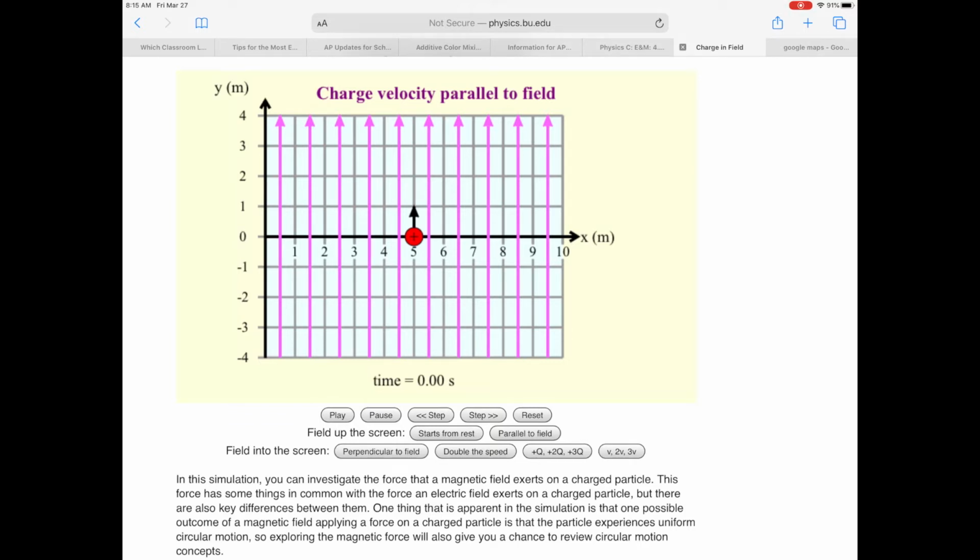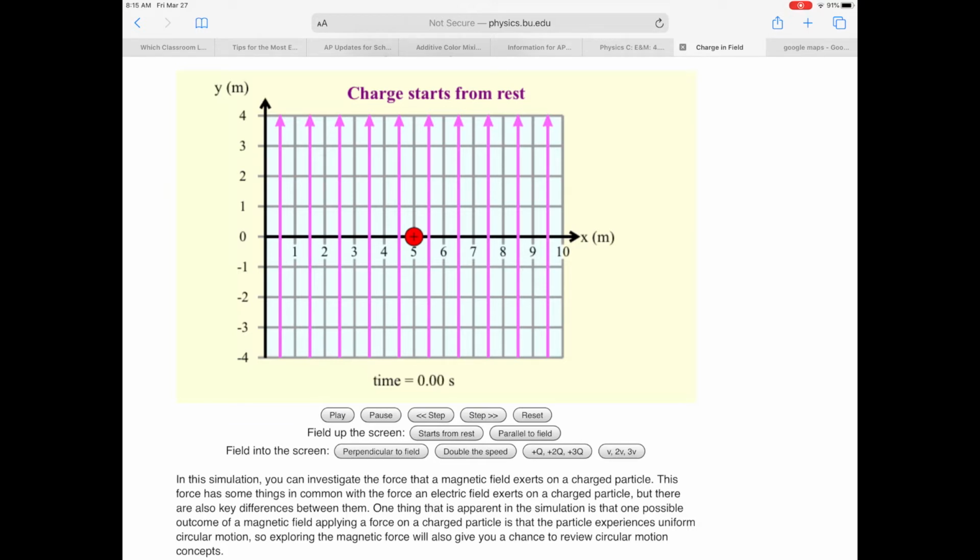So I want to walk through different things, make some observations in terms of what that magnetic force depends on, and then what it does to the charge of the object. So first of all, I'm going to start with my object at rest. So now I have a positive charge at rest. I'm going to play the simulation. Notice what happens when the charge is at rest. Absolutely nothing. Resting charges do not experience any force due to a magnetic field.